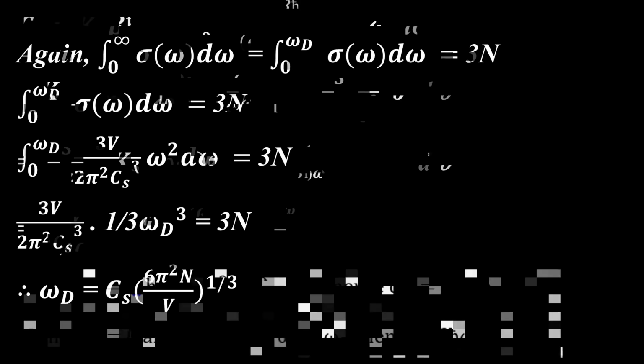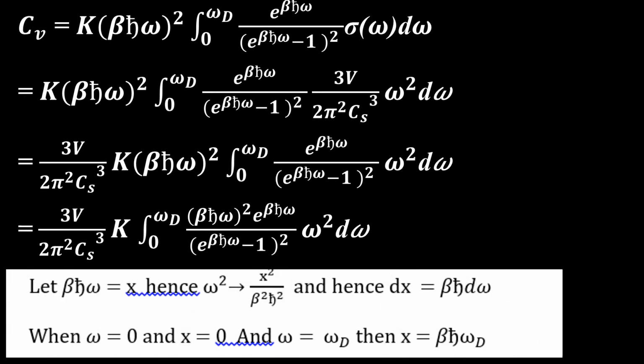Next we get C_V equal to, we know, k into (βħω)² integrated from 0 to ω_D, with the limit changed, of e^(βħω) by (e^(βħω) minus 1)² into σ(ω) dω. Inputting the value of σ(ω), that is 3V by 2π² c_s³ into ω² dω, we get 3V by 2π² c_s³ into k, with (βħ)² as a constant term outside of the integration, and the integral from 0 to ω_D of e^(βħω) by (e^(βħω) minus 1)² into ω² dω.